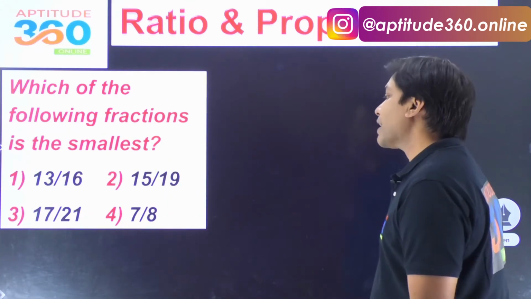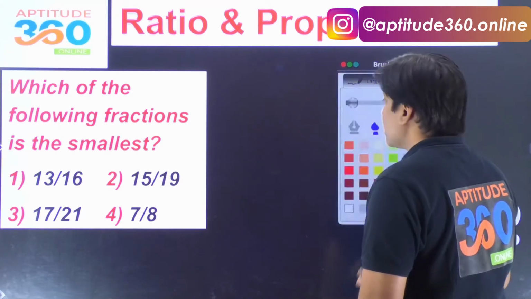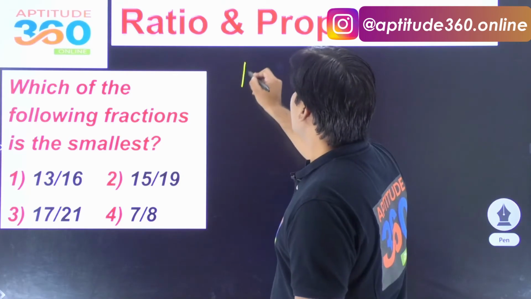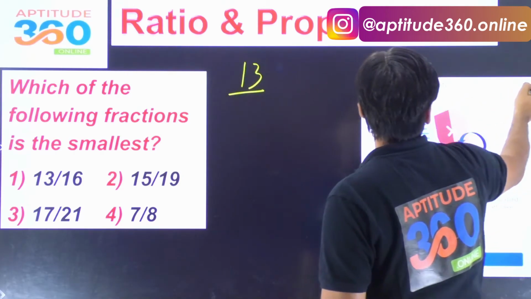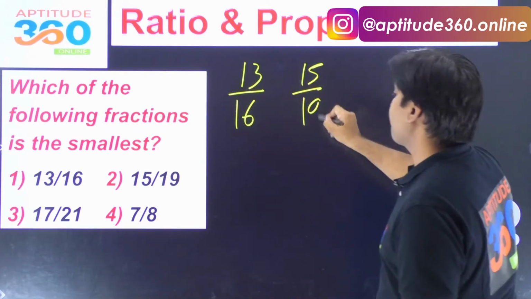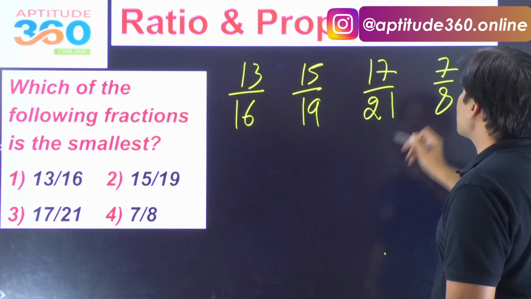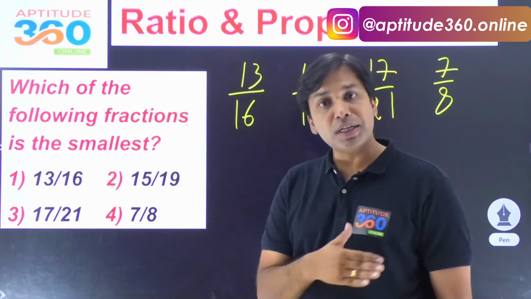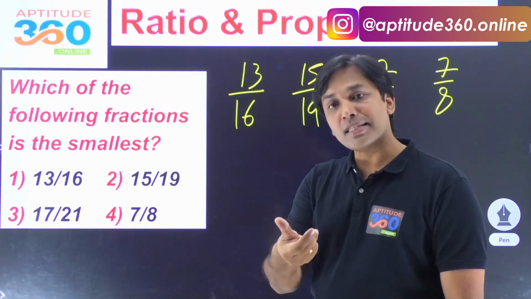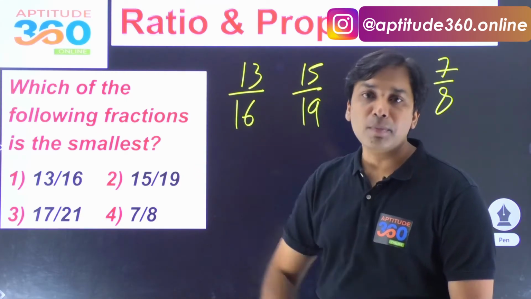विच ऑफ द फॉलोइंग फ्रैक्शन इज द स्मॉलेस्ट? Can you find out which of these values is the smallest? Pause the video, try to solve this question on your own. So there are 13 and 16. I need to find out which is going to be the smallest. So what is my strategy? I will be comparing the first two. उसमें जो छोटा होगा उसको मैं तीसरे वाले के साथ कंपेयर करूंगा, वहां पे जो छोटा होगा उसको मैं चौथे वाले के साथ कंपेयर करूंगा, and I will be having my smallest value.